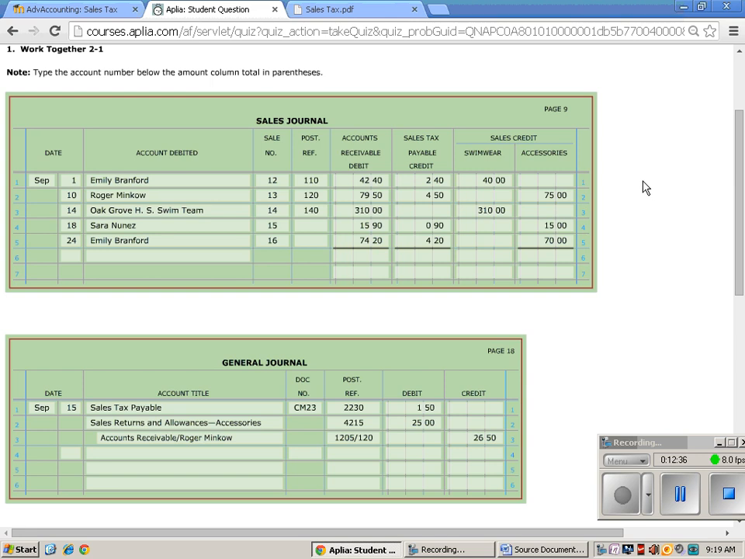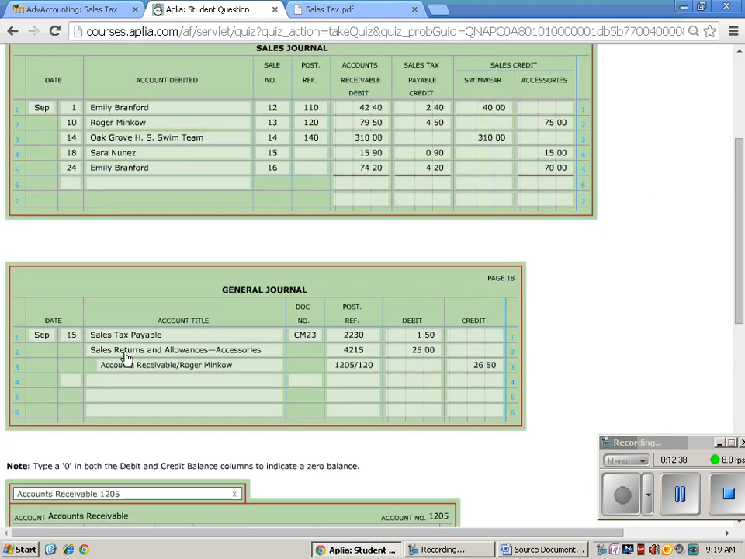All right, last journal transaction. Down here we got a return. So it's the 30th. It tells us, granted credit to Sarah Nunez as an allowance for a defective beach towel, $15.